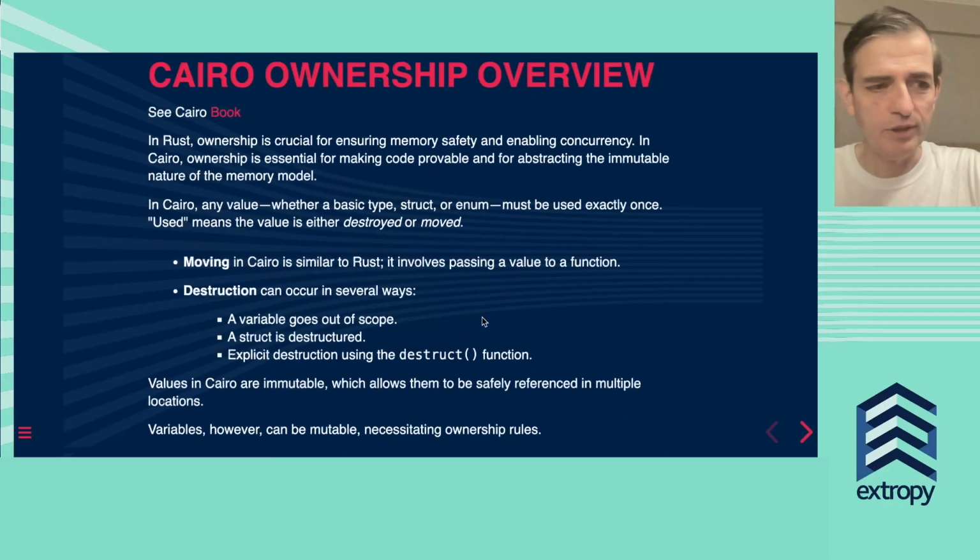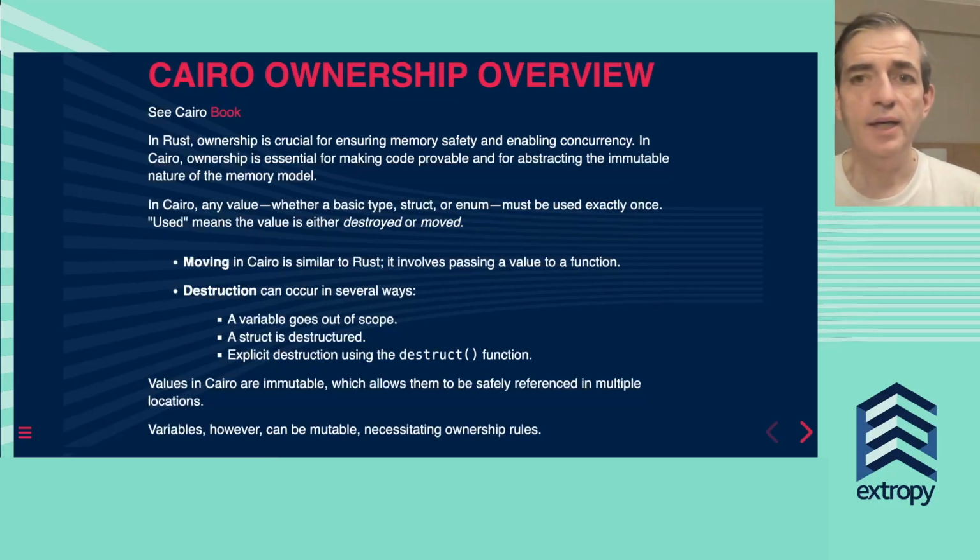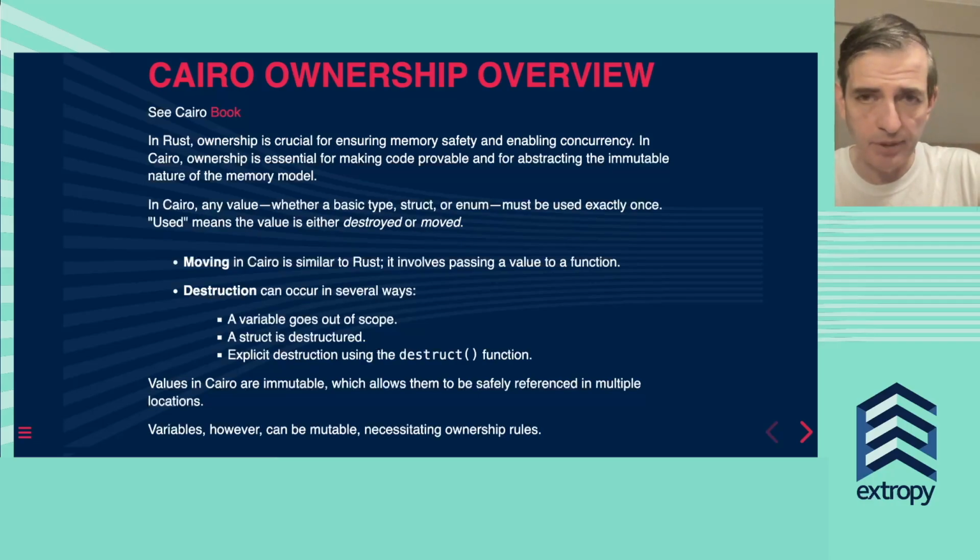Now, if you're familiar with Rust, you will be familiar with the concept of ownership. In Rust, this is there to make sure that we have memory safety and that we can have safe concurrency. And we have a similar concept in Cairo. And so we use ownership, but this is also needed to make the code provable and to ensure that the memory model is correct. So in Cairo, any value that we have, whatever type that is, even basic types, must be used exactly once, which means that it must either be destroyed or moved.